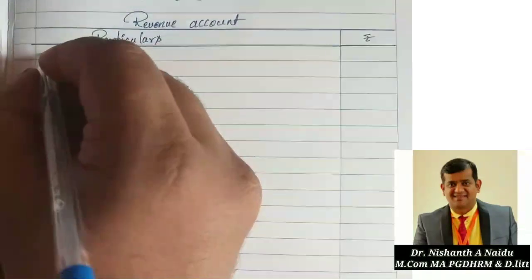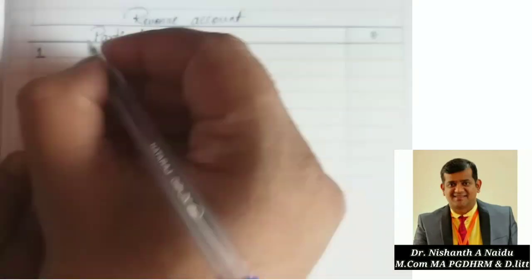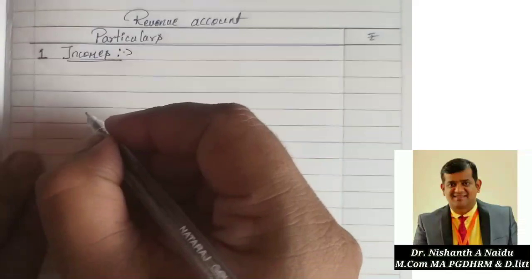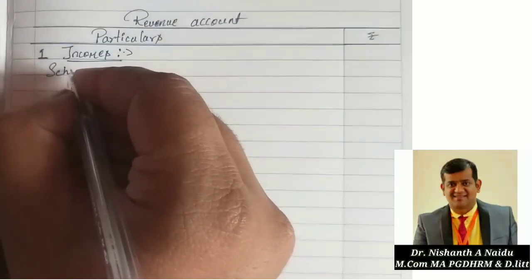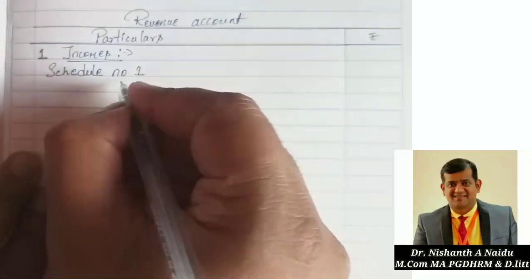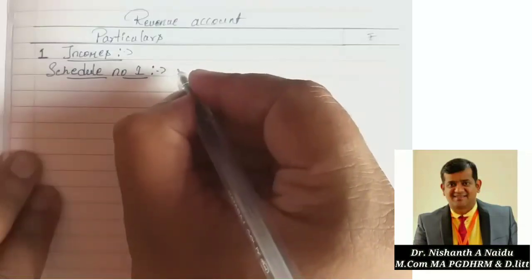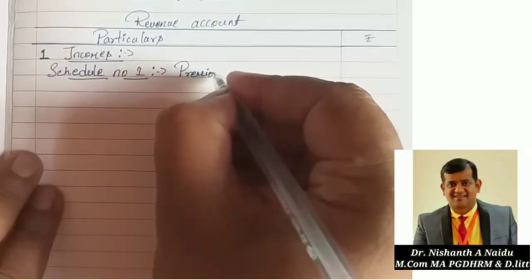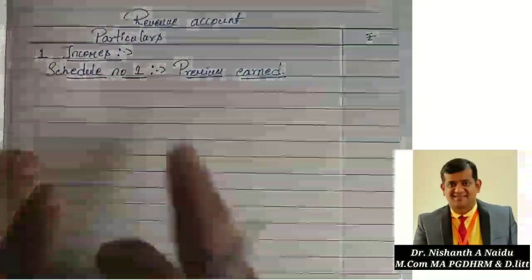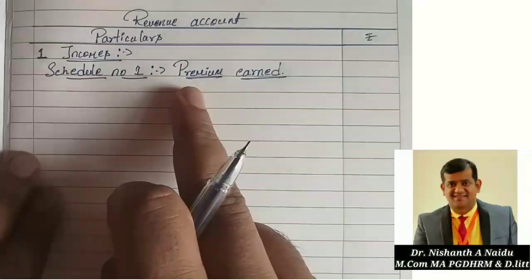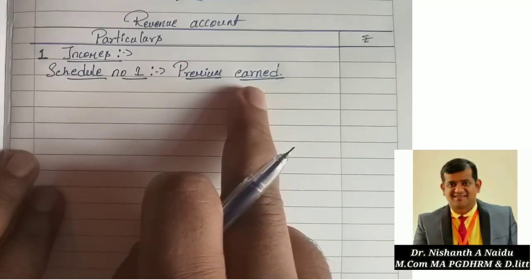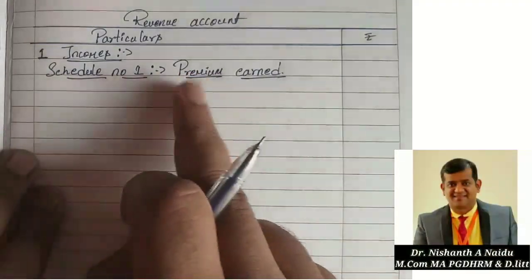Let us go to the first point, schedule number 1. For that, first we have to take incomes. Under that, write schedule number 1. What does schedule number 1 speak about? It always speaks about premium earned. You should remember that schedule number 1 of a general insurance company always gives the account details of premium earned. Revenue account, schedule number 1, premium earned.